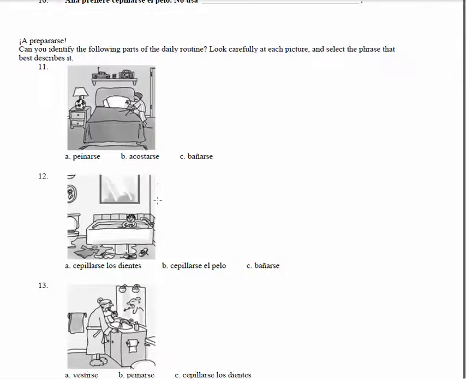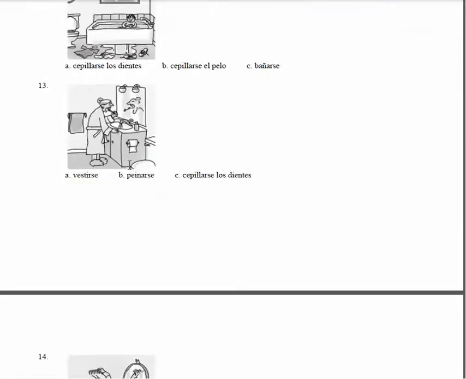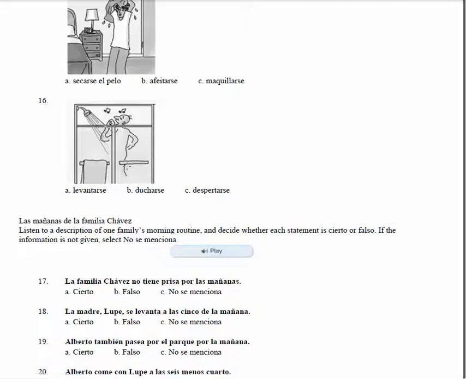Next, we have parts of your daily routine. You look carefully at each picture and select the phrase that best describes it. So these are your reflexive verbs, but you don't have to conjugate them. You're just identifying. So whatever it is that this boy is doing, you pick whether he's peinarse, acostarse, or bañarse. Okay, and you'll do that for each of these pictures.